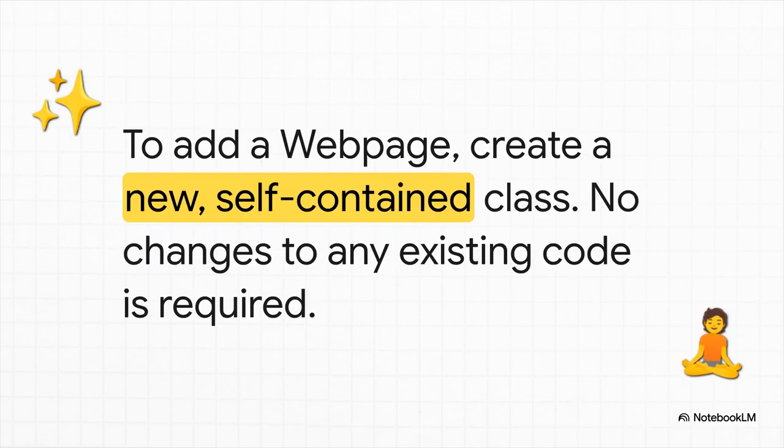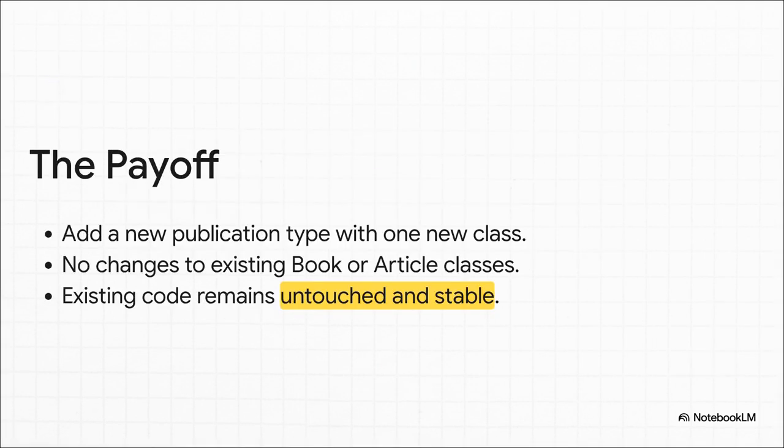So, remember that new request? We need to cite web pages? Well, in this new world, the solution is just beautiful. It's so clean. We just create a totally new, self-contained web page object that knows how to cite itself. And here's the key. We don't have to change a single line of our existing code. Nothing. And that is the big payoff. This is why this design is so powerful for this particular problem.